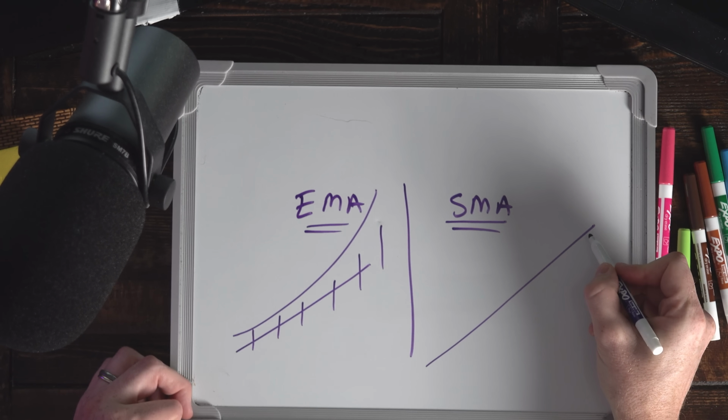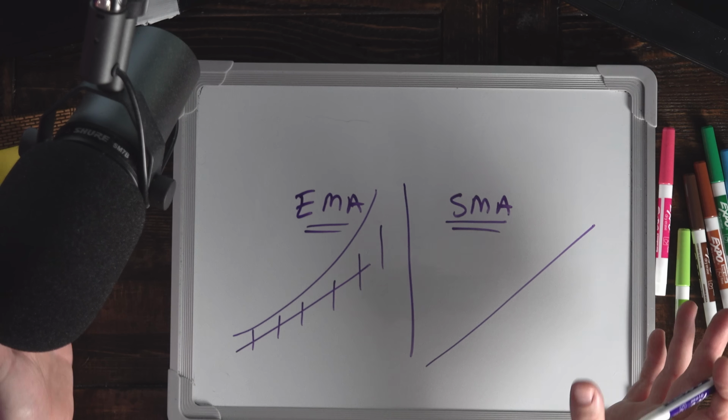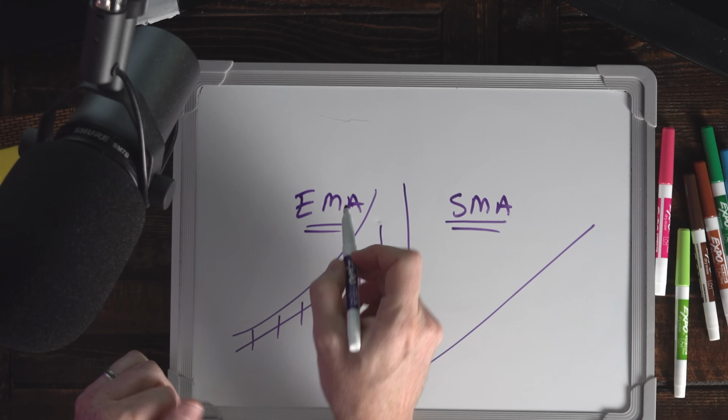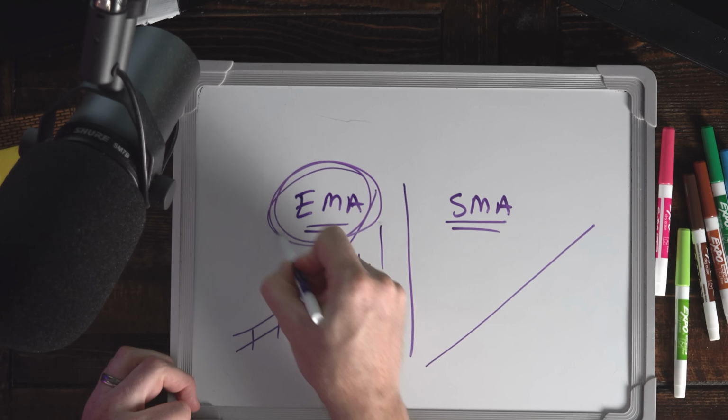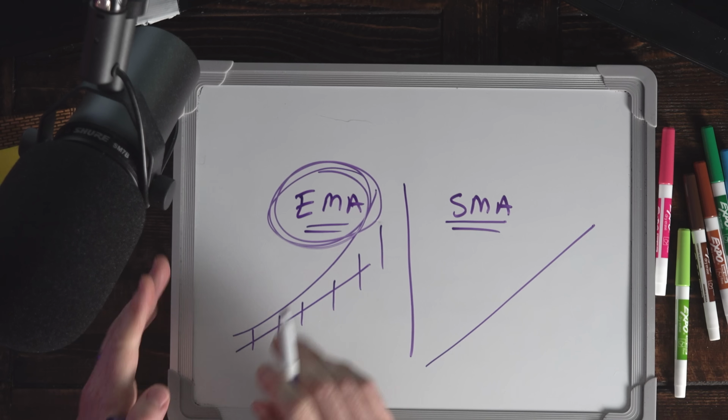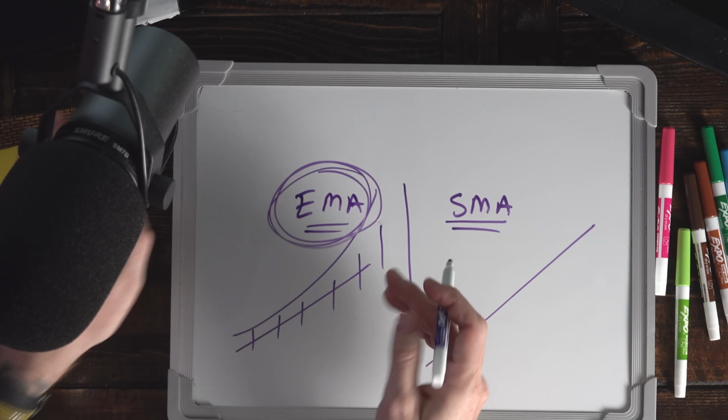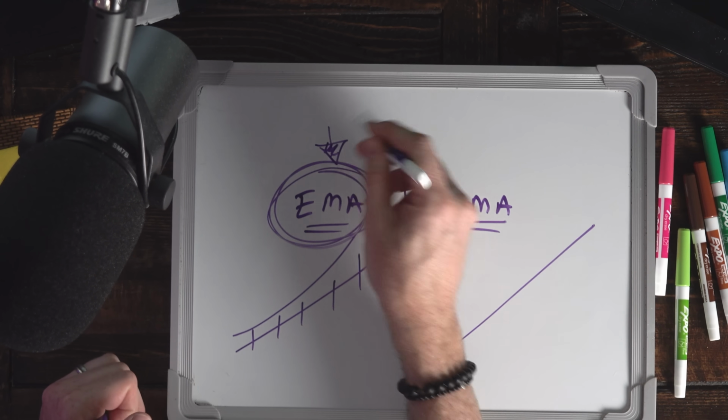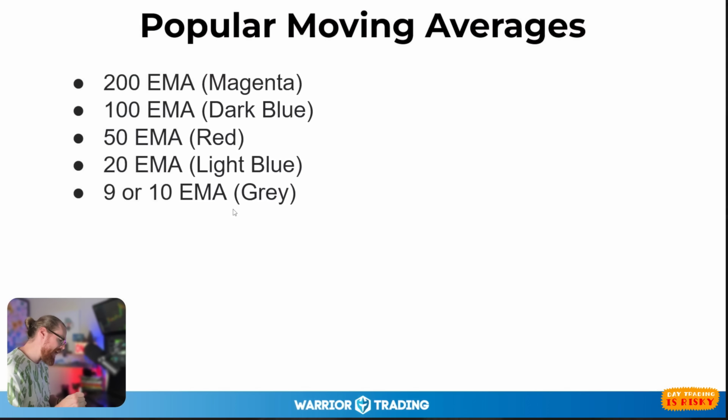So a simple moving average is commonly used for some traders, but most active traders are going to use the exponential moving average setting. So you could choose simple or exponential, and I'm going to choose the exponential moving average. So you'll see mine are EMAs, which stands for exponential moving average.